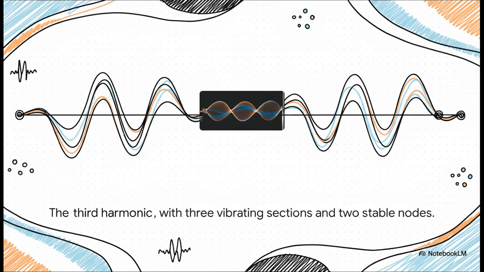Now, what happens if we crank up the frequency to the next sweet spot? We get this, the third harmonic. Now the string is vibrating in three separate sections. You can clearly see two perfectly still nodes between the ends. The pattern is getting more complex, but it's just as stable as the last one.